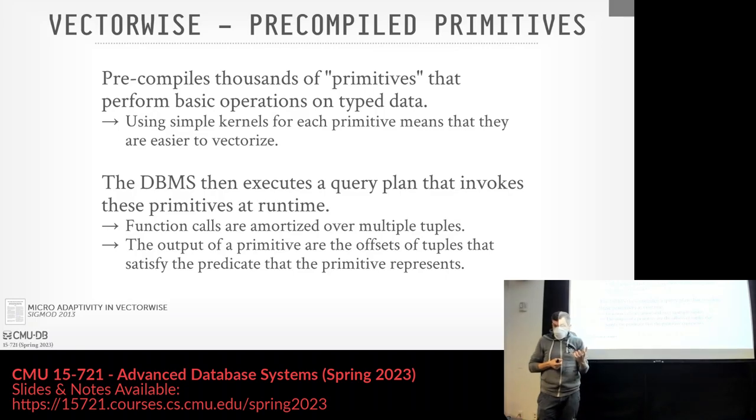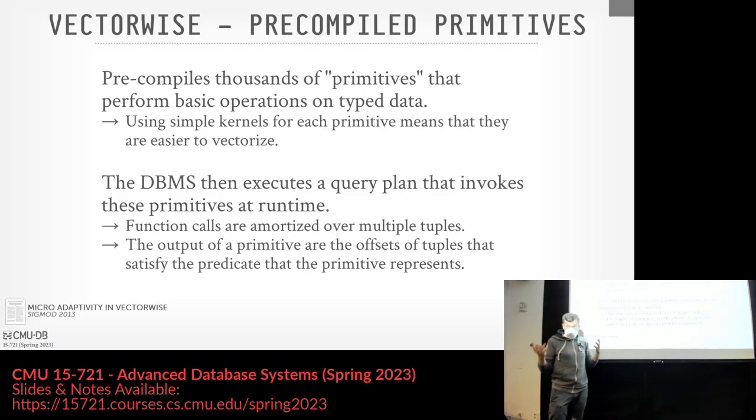And then when the query shows up, you generate the physical plan. And that physical plan would then be interpreted by the database system. But instead of having these switch statements to say, if my column type is this and I want to do this operand, traverse the expression tree and evaluate it, I just maintain the pointer to the function that does whatever primitive I need, and then I invoke that primitive to operate on batches of tuples.